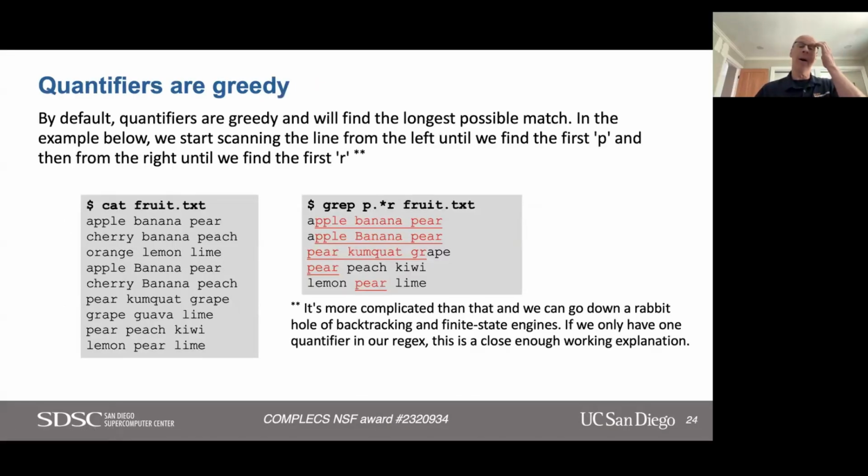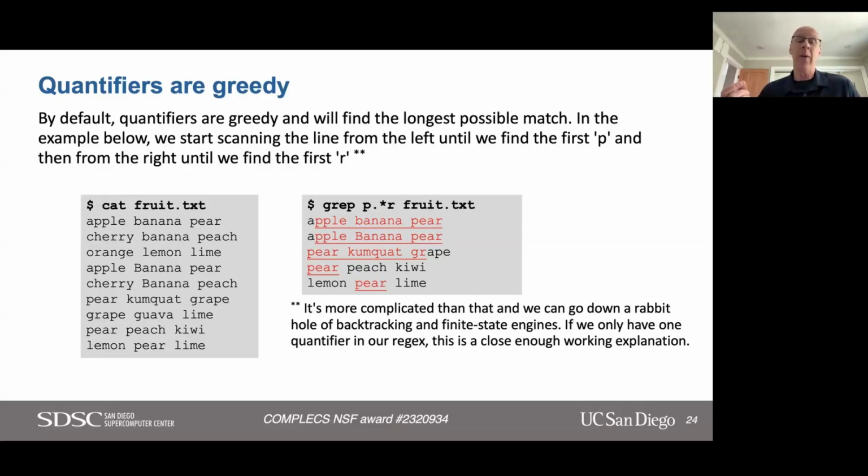All right, an important concept in regular expressions is what we call greediness. Now, by default, quantifiers are greedy, and they're going to find the longest possible match. So in the examples below, we're going to start scanning from the left until we find the first P, and then from the right until we find the first R. So it's really a little more complicated than that. We can go down this rabbit hole of backtracking and finite state engines. But if we only have one quantifier, you could think of that as a close enough working explanation.